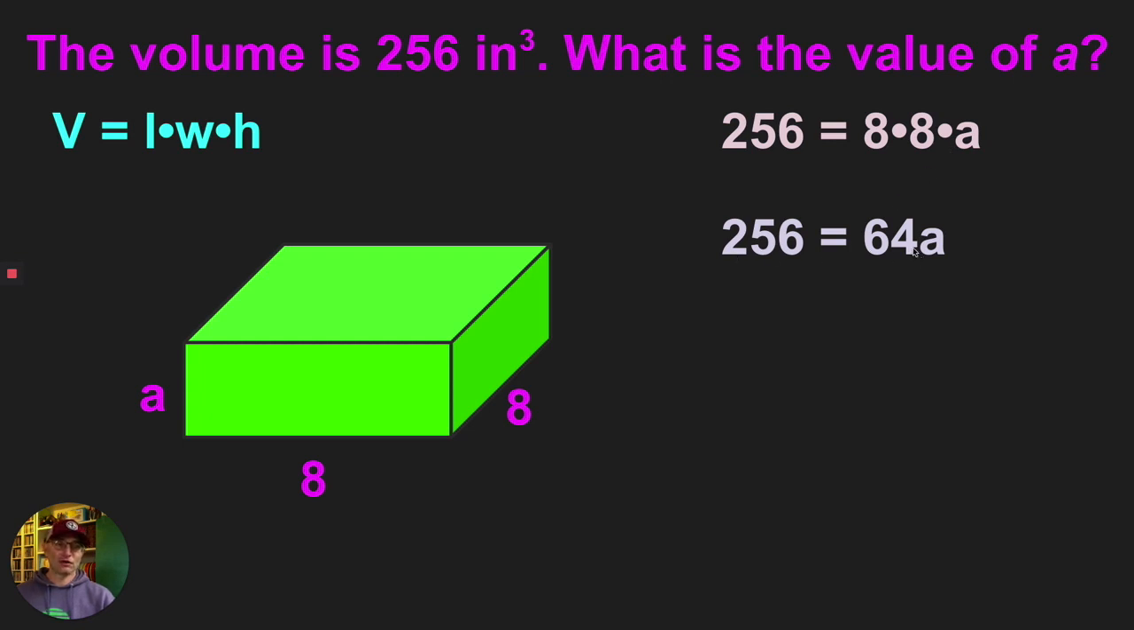So now, how do you solve this? You want A by itself. So how do you get A by itself? You divide by 64, and see if you can figure out the answer. Ready, go. Okay, so if you got it, you should have figured out that you divide both sides by 64, and A equals 4. 4 equals A, or A equals 4. Got it? Cool. All right, let's go look at a couple examples in the book.